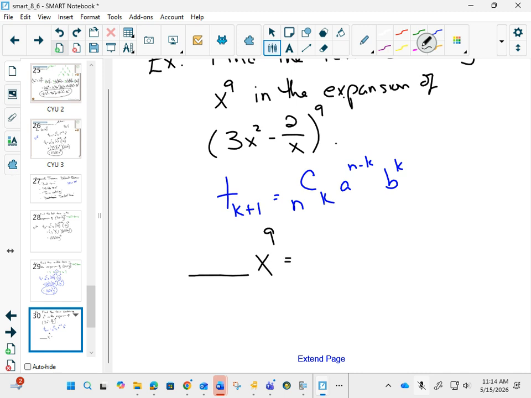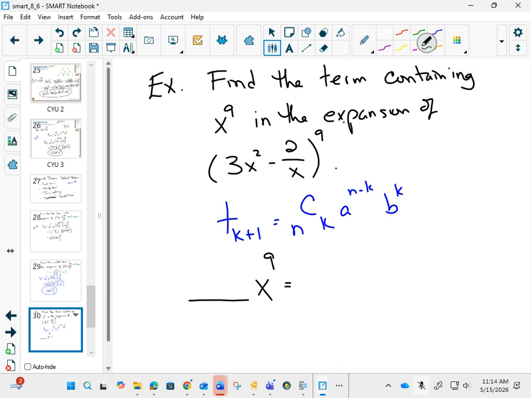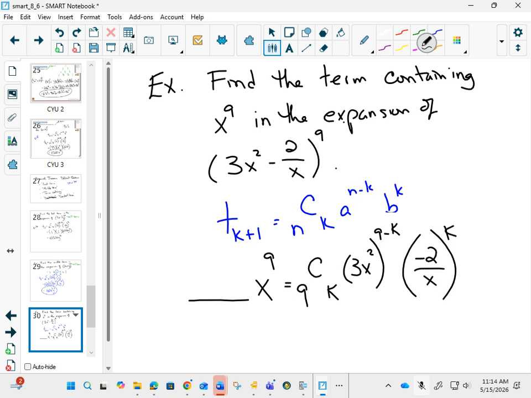Do I know n? Yes, the n is 9. Do I know k? No. So I'm going to keep the k there because I don't know. Do I know a? Yes, it's 3x squared. 9, I know n, but I still don't know k. Do I know what b is? Yes, it's going to be negative 2 over x. This is what we know and what we don't know. So basically there's 2 things that we don't know. We don't know the number in front, here, and we don't know k.